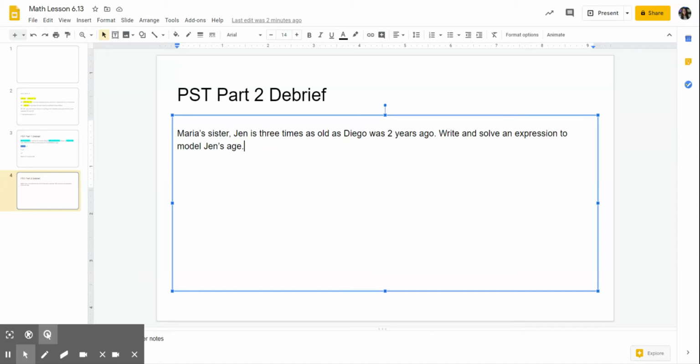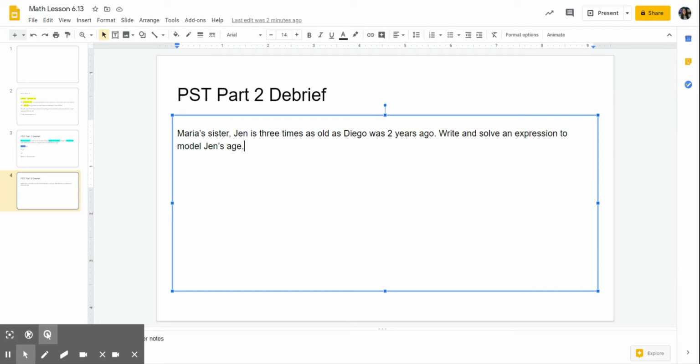So for this question, we have to do two things. We have to carefully read the problem, and we need to write a number sentence that matches this word problem. And then we need to evaluate that expression. So the first thing we're going to do is read it and highlight any important information.